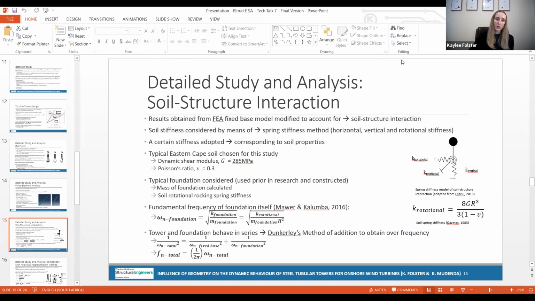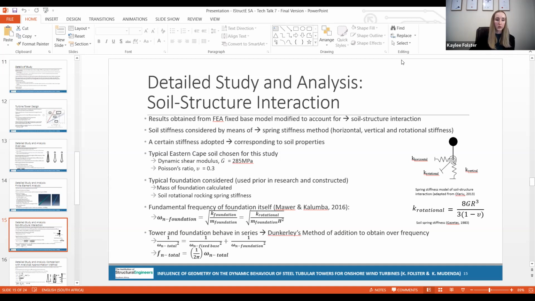Okay, and then, as I mentioned, the tower was modeled on a fixed base as a cantilever beam. And we know that in reality, that tower would actually have been constructed on a concrete raft foundation of sorts, and it would be founded on a particular soil. So we needed a way to take this into account in order to attain more realistic results. And this was done by means of using the spring stiffness method. So the spring stiffness method allowed us to take into account the soil structure interaction.